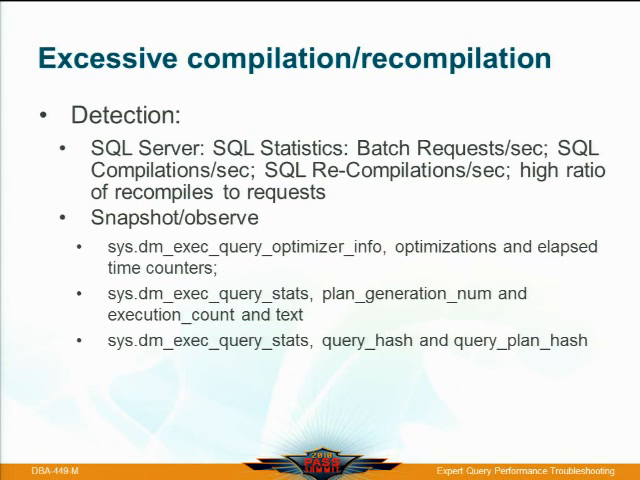One of them is sys.dm_exec_query_optimizer_info. If you snapshot this DMV and look at the optimizations count and elapsed time counters increasing constantly, that means you're constantly going through optimization. Again, depending on how fixed your workload is on the system, it may or may not be desired. You need to look into what gets recompiled. sys.dm_exec_query_stats has columns named plan_generation_num and execution_count. You can compare if a particular query always gets a new plan, so this plan generation number is going to be increasing. In 2008, we introduced two new columns in sys.dm_exec_query_stats. One is called query_hash, another one is query_plan_hash.